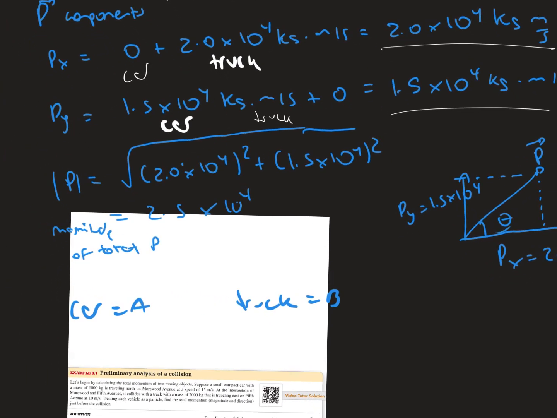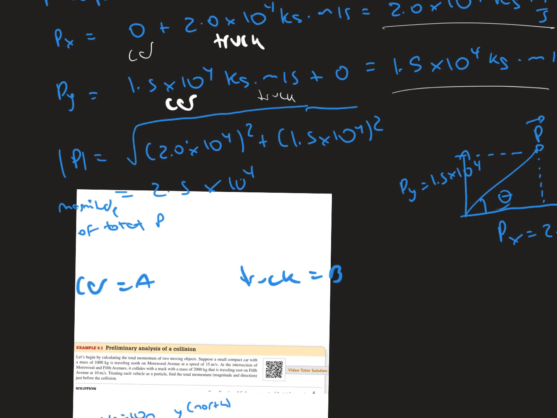So to find the magnitude of the total momentum, we just do the square root of the momentum in the x direction squared plus the momentum in the y direction squared. So if we plug this into our calculator, we're going to get 2.5 × 10^4.